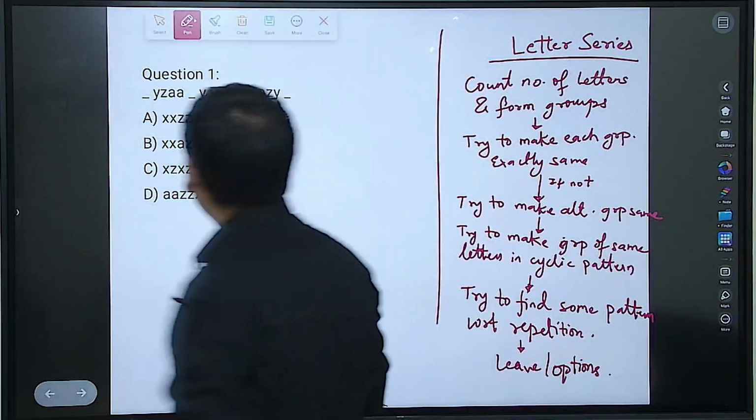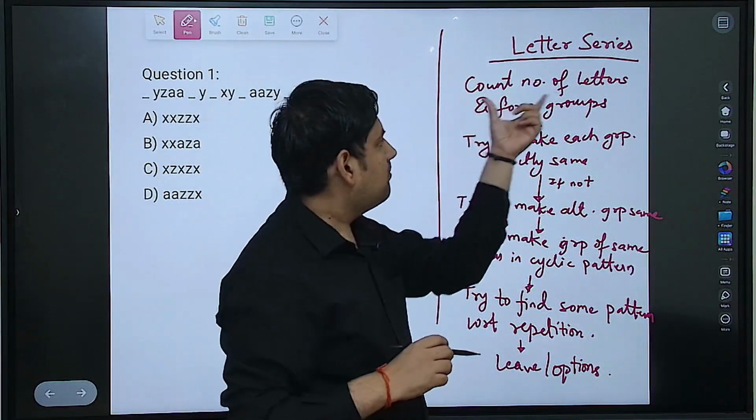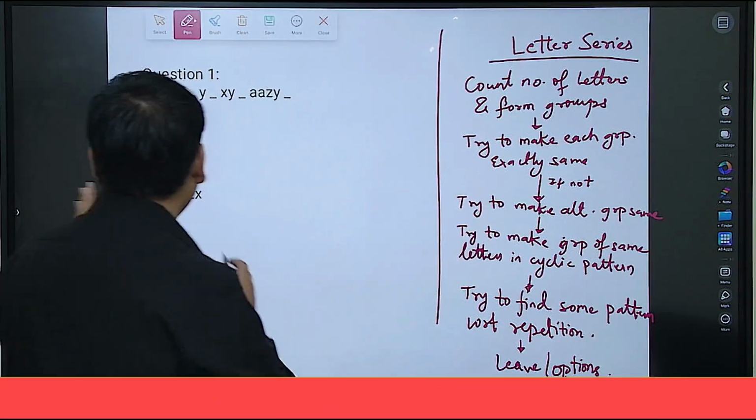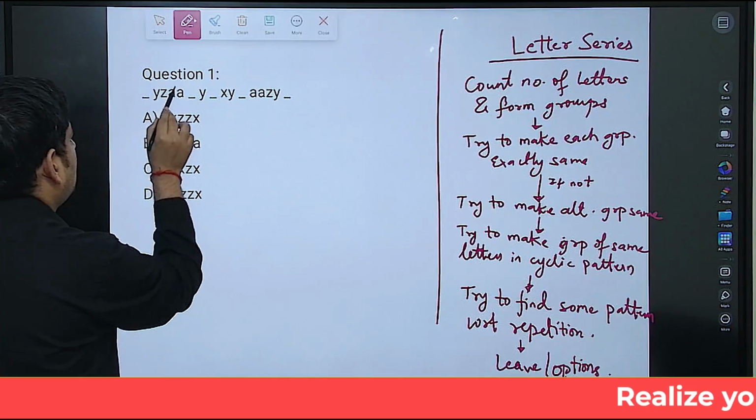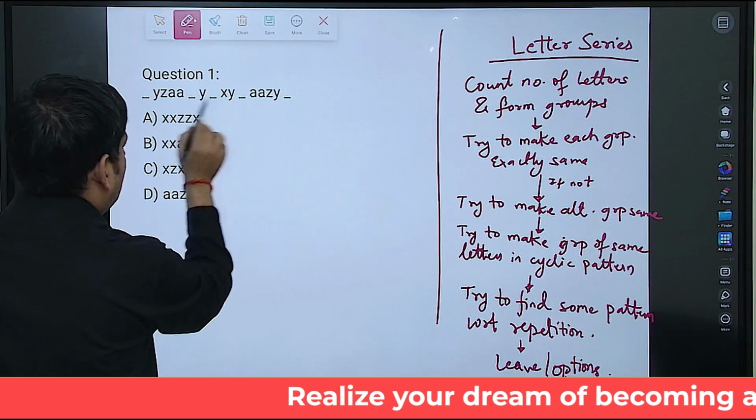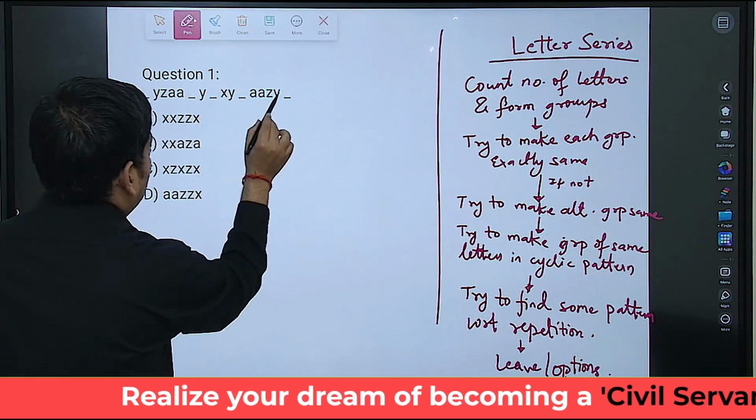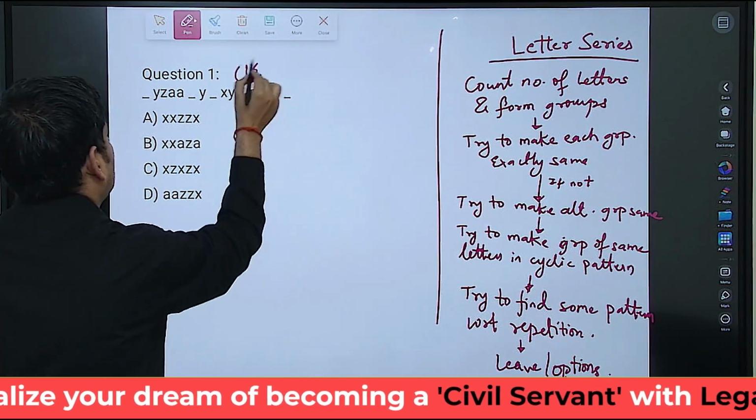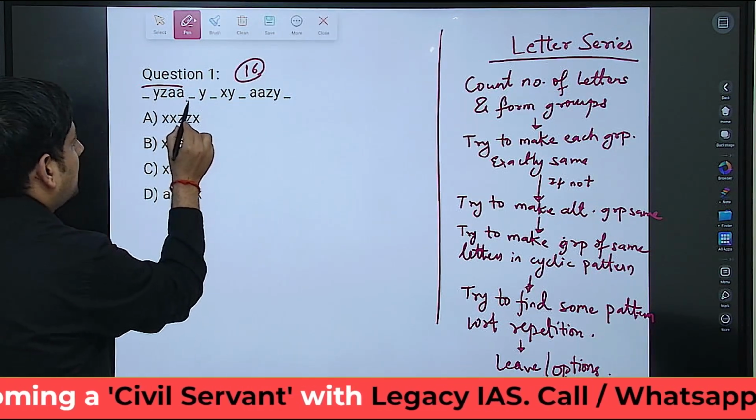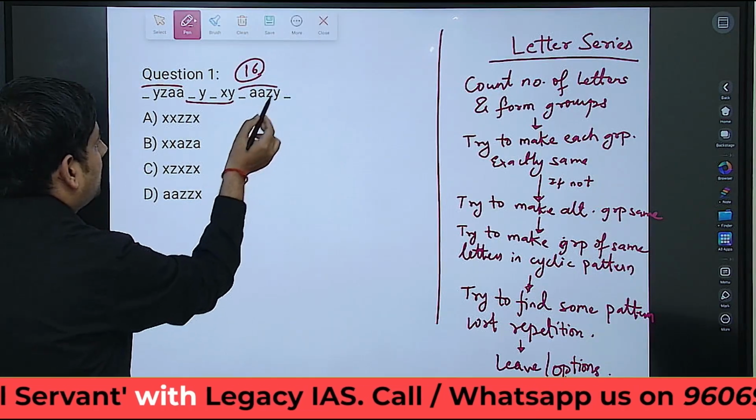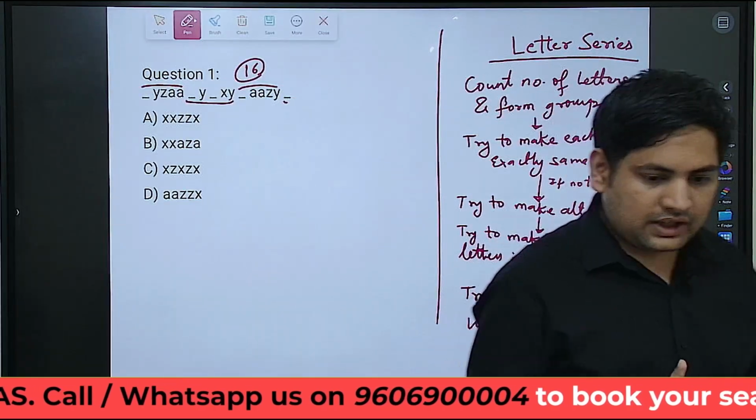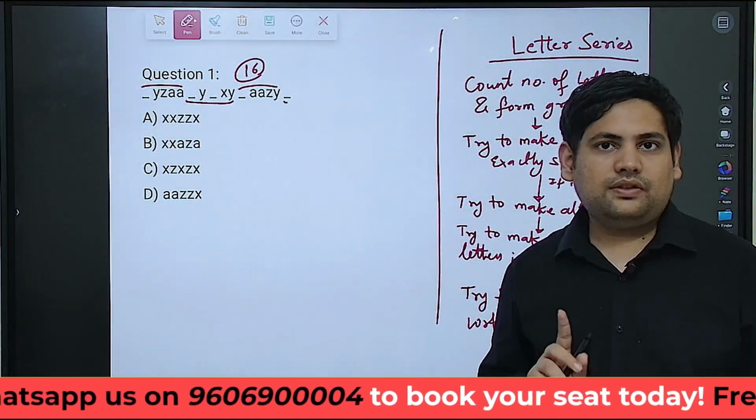Now what you need to do is simply count the number of letters and form groups. So you count the number of letters, let's say here. 1, 2, 3, 4, 5, 6, 7, 8, 9, 10, 11, 12, 13, 14, 15 and 16. So there are a total of 16 letters. So first thing what you do, you count the number of letters.